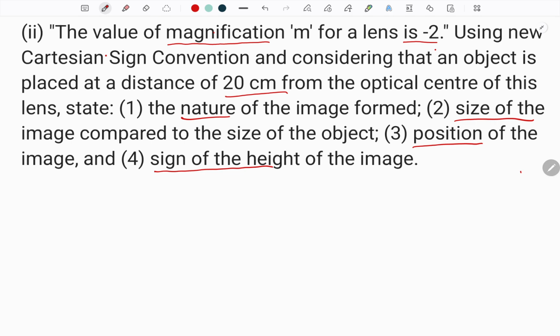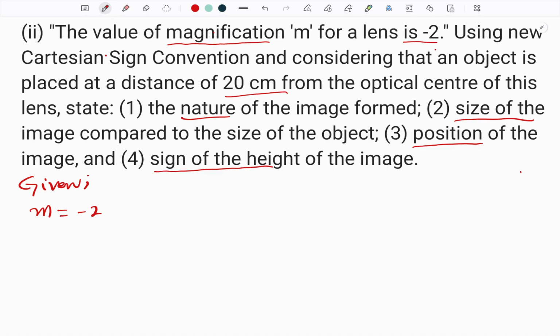Now let's write the given data. What is the data given here? Magnification m is given as minus 2. So remember, my dear friends, magnification has no SI unit at all. Magnification is given as minus 2.